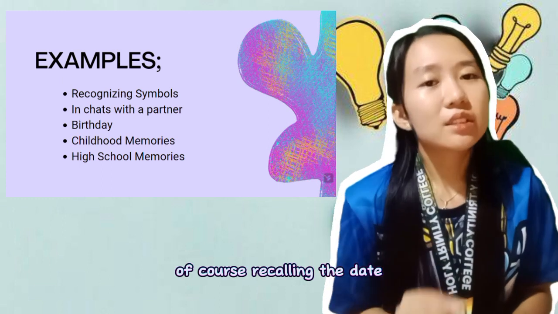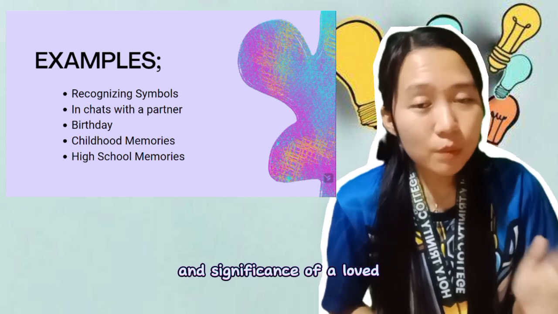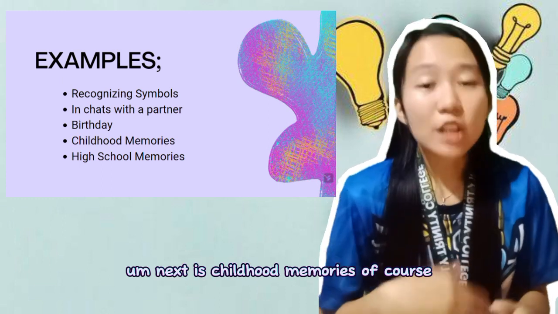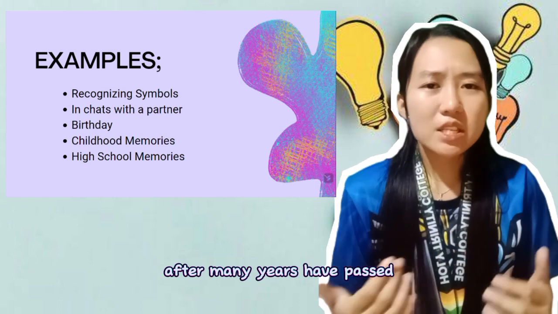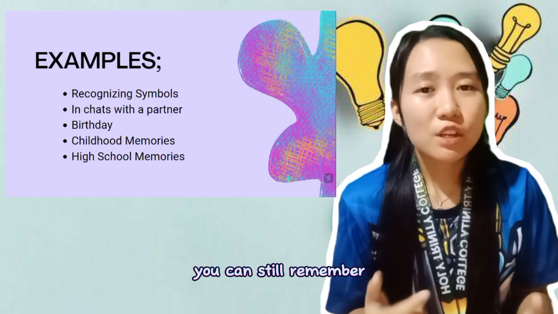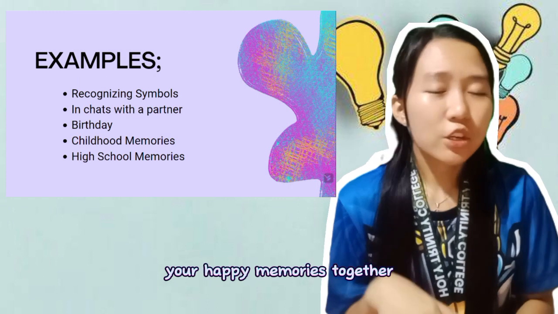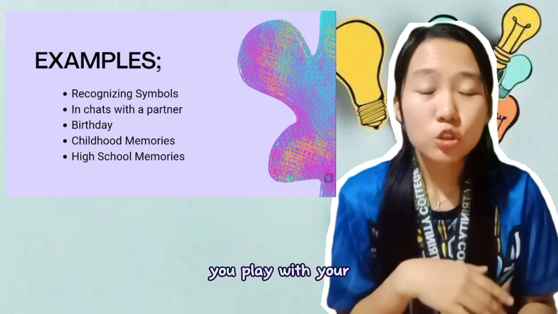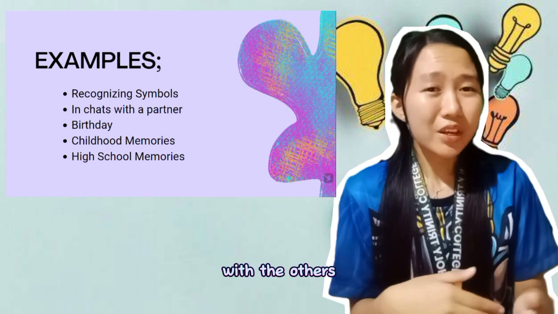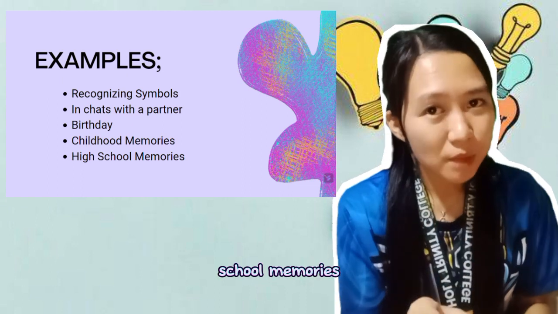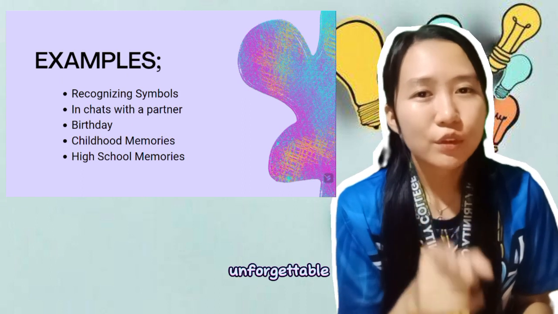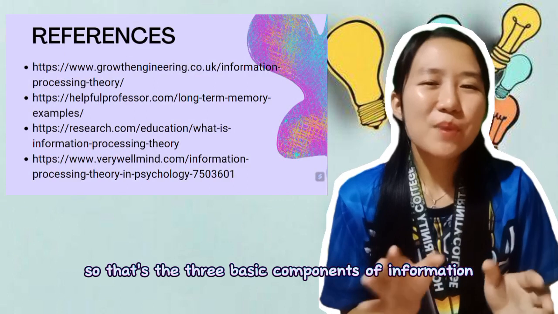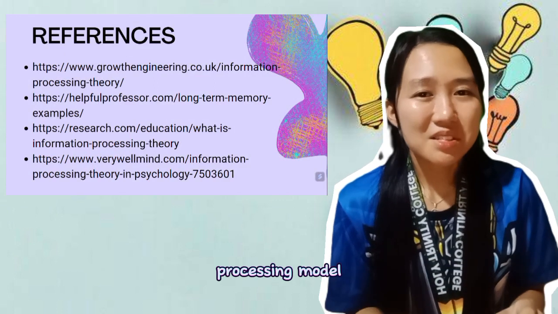Next is birthday. Of course, recalling the date and significance of a loved one's birthday. Next is childhood memories. After many years have passed, you can still remember the face of your childhood buddy, your happy memories together, the time that you played with the others. And lastly, high school memories. Those are very unforgettable. So those are the three basic components of the information processing model.